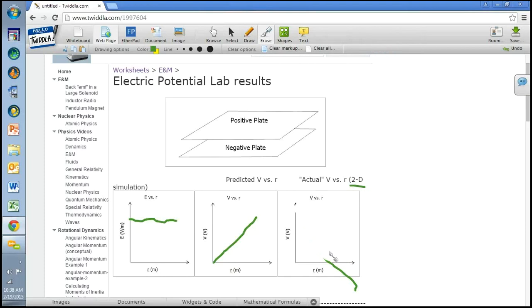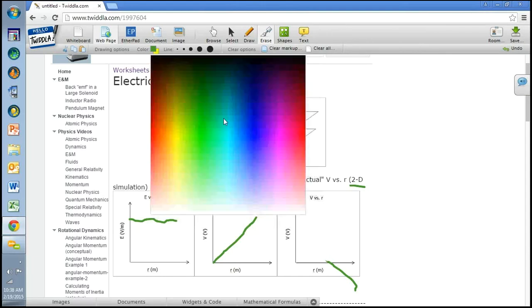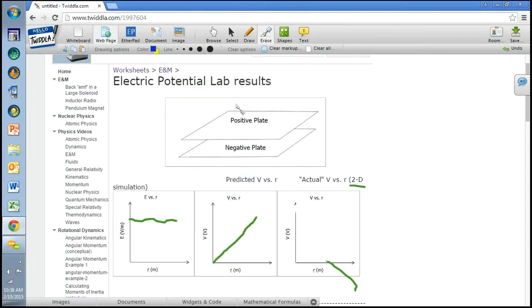So I'm going to make a prediction here. If we could have gotten a better simulation, we would have gotten something like this. So notice that this is also linear, just like our prediction, but it's going the other way. It's negative instead of our positive slope. Any questions about that? All right. So let's go on to the next one.